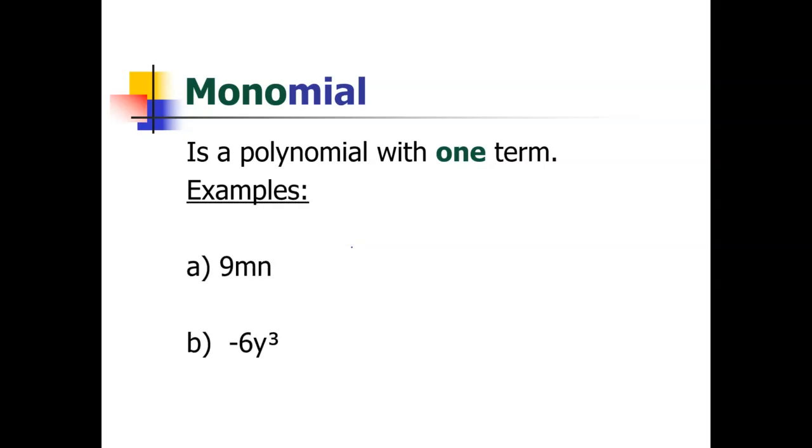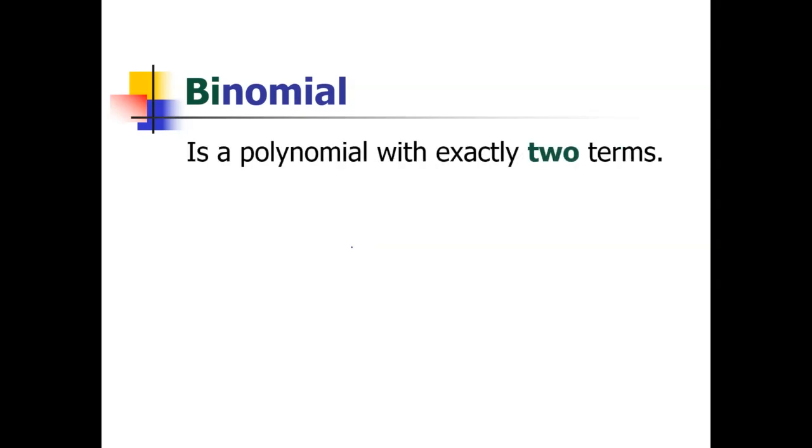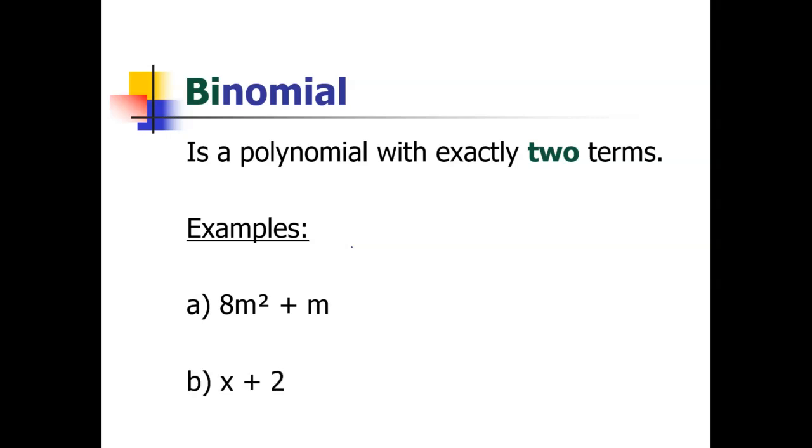We have a special name for a polynomial depending on how many terms we have. If a polynomial has only one term, we call it a monomial. Mono means one. Here is an example: 9mn, or 6y cubed. Binomial. Bi means two. A polynomial which has exactly two terms can be called a binomial. Examples are 8m squared plus m, and x plus 2.